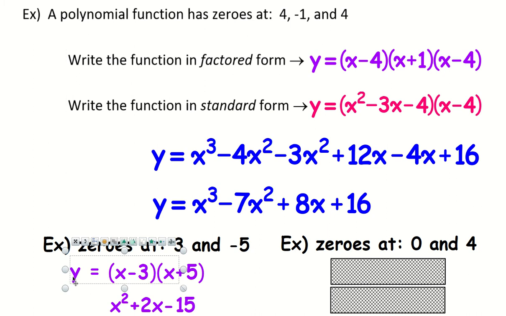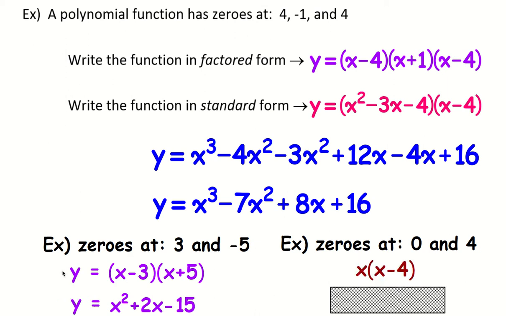This next example. Oh, and by the way, y equals. So what if your zeros were 0 and 4? What would your factor be if your final 0 was 0? Would you write a bubble of x minus 0? Would you need to write x minus 0? No, just write x. Okay?